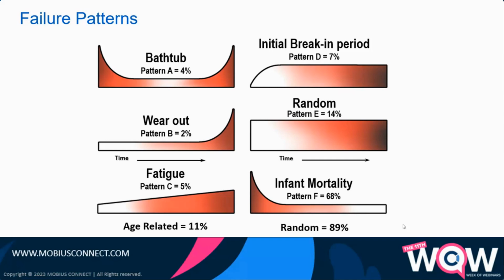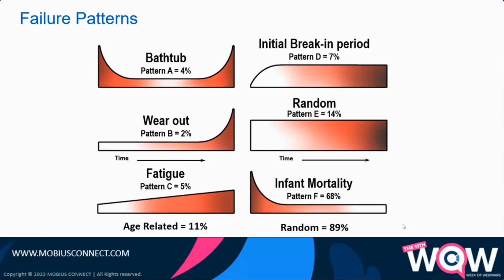So on the left-hand side, you can see that age-related failure patterns, bathtub curve, wear out curve, fatigue curve, are specifically age-related, and a very small percentage of equipment failures fall into this category. On the right-hand side are random failures. These failure curves are initial break-in period, random, and infant mortality. And you'll notice that the vast majority, in this case 89% of failures that occur in industrial facilities, are random in nature, right?